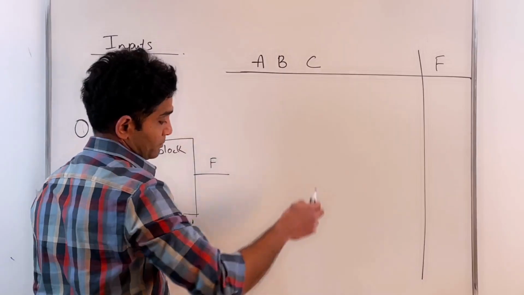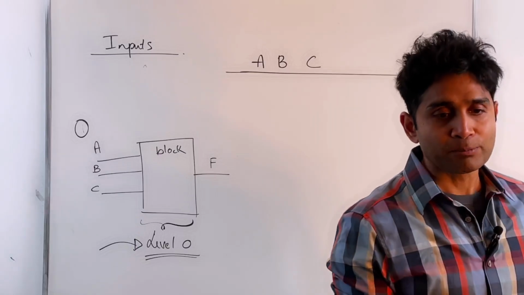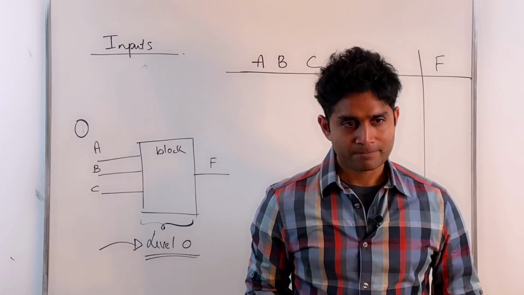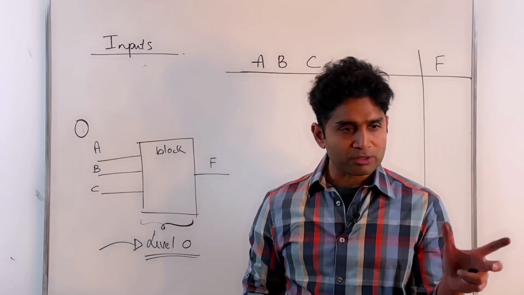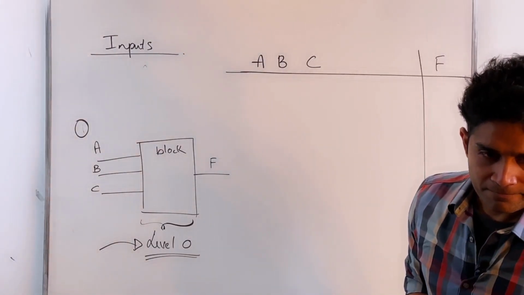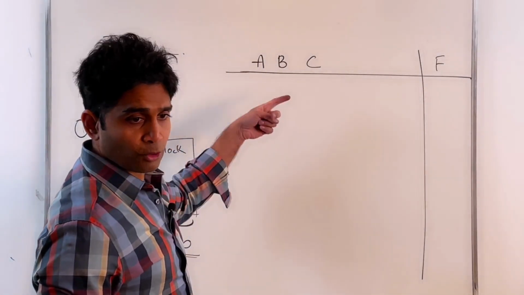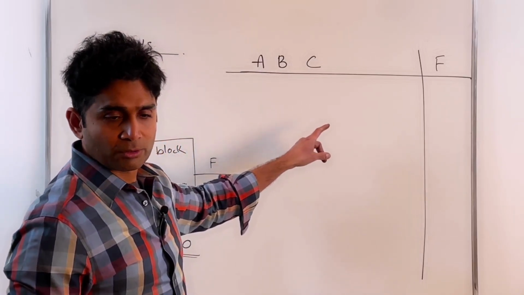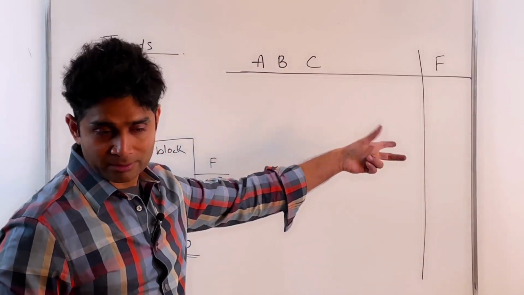So how many possible variations would I have? How many different combinations of inputs do I have here between A, B, and C? If I write down all possible input combinations, how many combinations would I have? Remember, A can take two values only, 0 or 1. B can take two values. C can take two values. So the total combinations will be 2 times 2 times 2, which is 8.